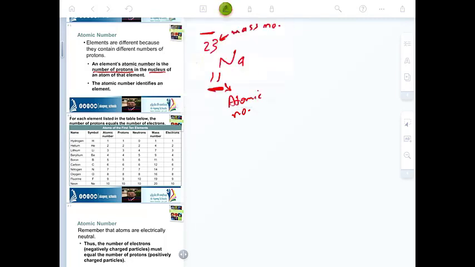11 means, atomic number means number of protons. It means sodium has, look, if we draw the nucleus here, we have 11 protons positive inside the nucleus of sodium. Also, you have to know the number of atomic number is the same as electron as well. So 11 means number of protons, or we can say number of electron.